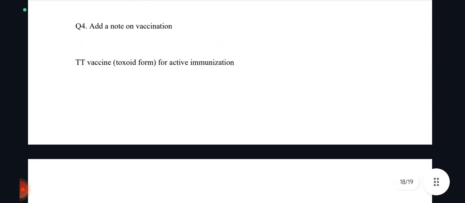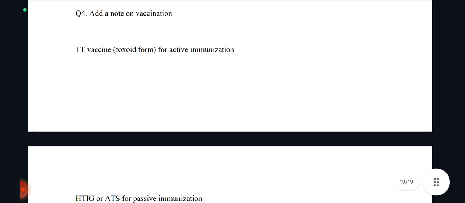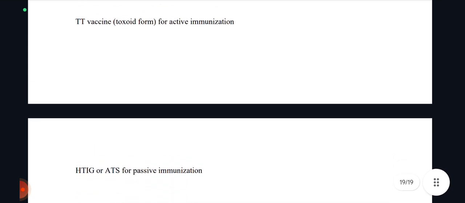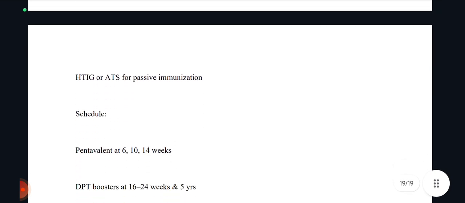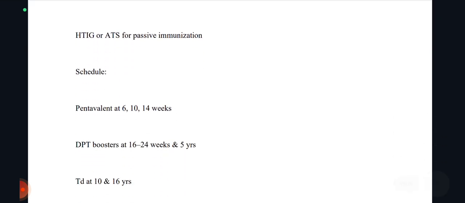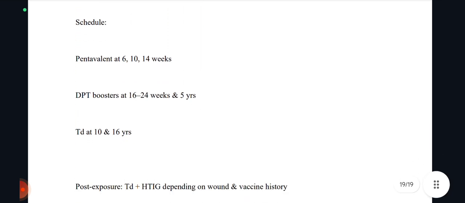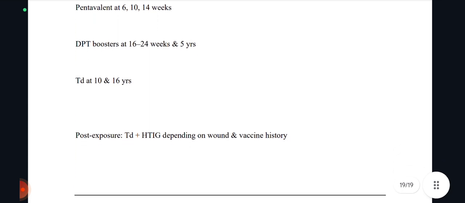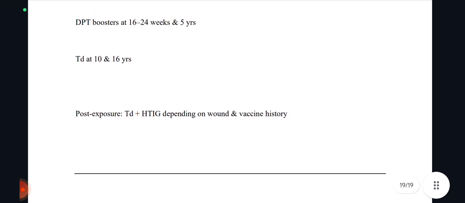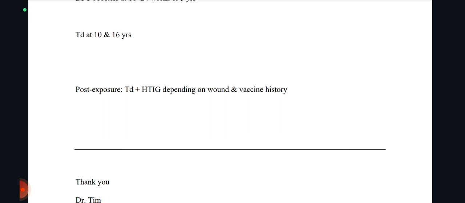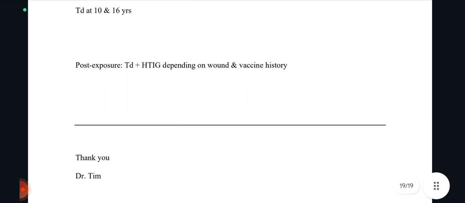Add a note on vaccination. We will talk about the TT vaccine, which is the toxoid form for active immunization and also a part of the national immunization schedule. Other accessory products are HTIG or ATS for passive immunization. The schedule for TT is pentavalent at 6 to 10 weeks, DPT boosters at 16 to 24 months and 5 years, and TD at 10 and 16 years. Post-exposure, depending on the wound and vaccine history, we can give TD plus HTIG.